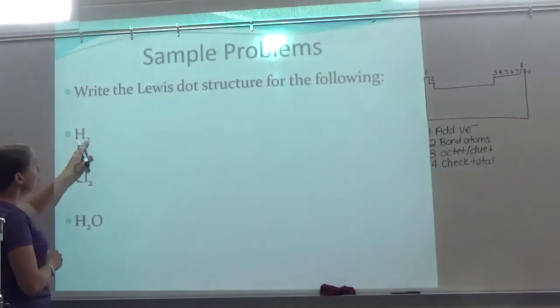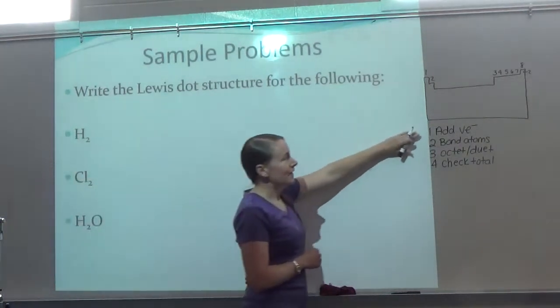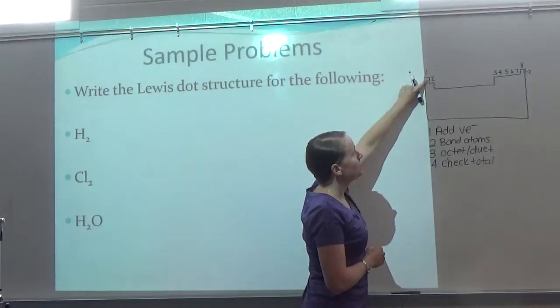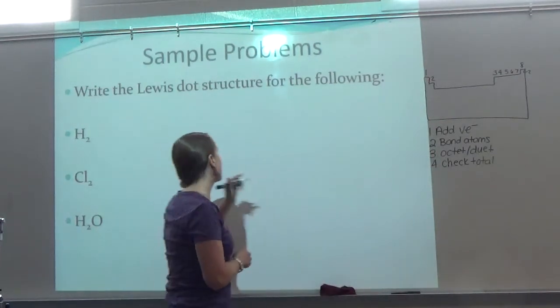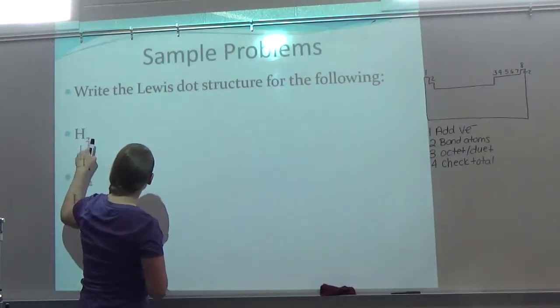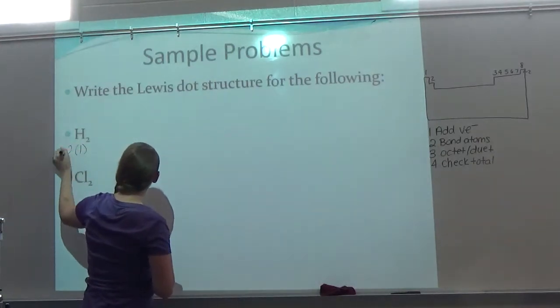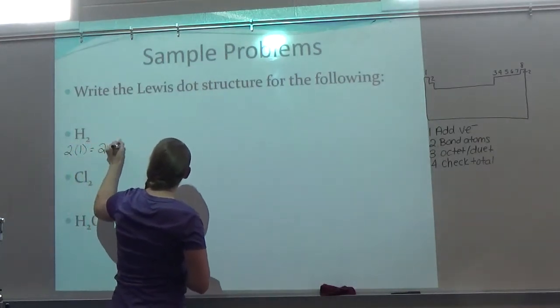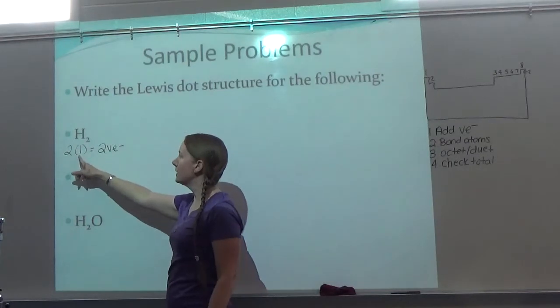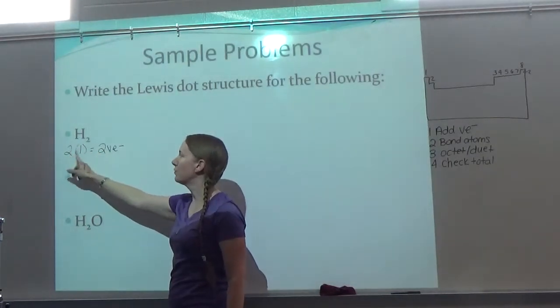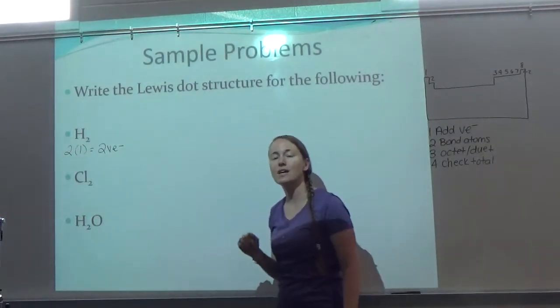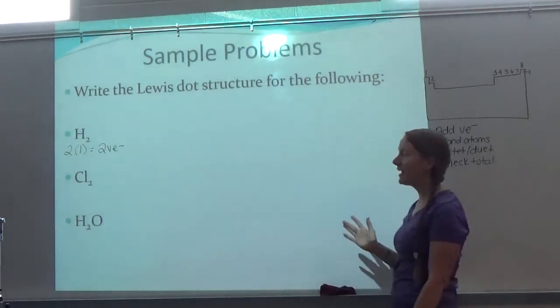Alright, so we have H2. So step 1 says add the valence electrons. So I find hydrogen on the periodic table. It has 1 valence electron. But how many hydrogens do I have? I have 2. So I say, okay, well hydrogen has 1, but I have 2 hydrogens, so 1 times 2 is 2 valence electrons. So that's how many electrons I'm allowed to have in my picture.